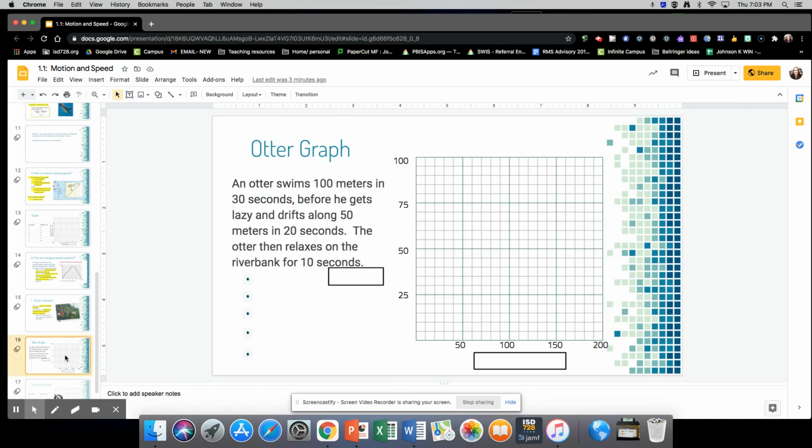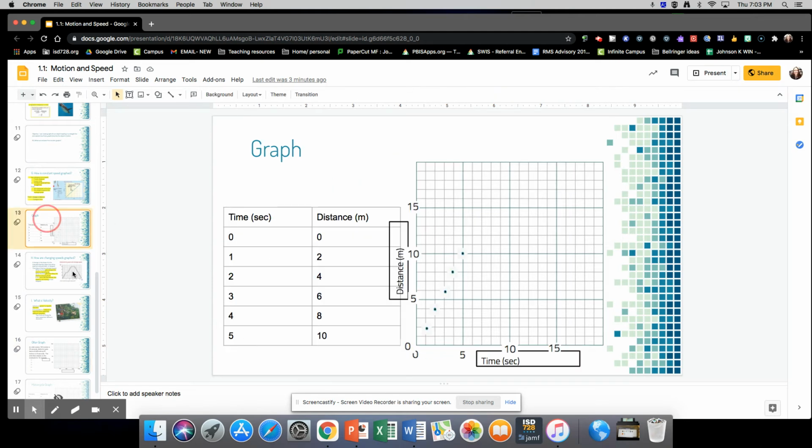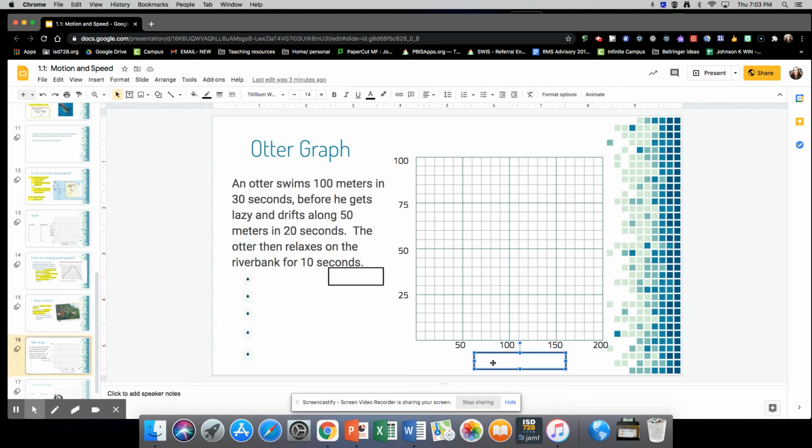All right, so we're going to try another graph, and we're going to make a motion graph here. First we need to put our labels on. What do we put on the bottom? We put time on the bottom on the x-axis. And it looks like my measurement in my story is in seconds. My distance goes on the y-axis, and this looks like I'm measuring it in meters.